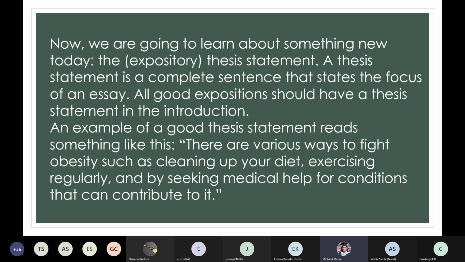So remember, these are ways to fight obesity, right? Yes, Taylor. Cleaning up your diet is our first body paragraph. What's the second body paragraph going to be talking about? Good job. Someone said exercising regularly. Yes, you are correct. Absolutely. Now, if that is our second body paragraph, what would our last body paragraph be talking about?